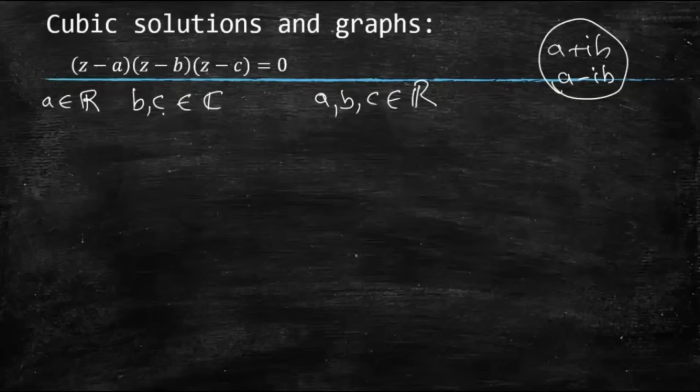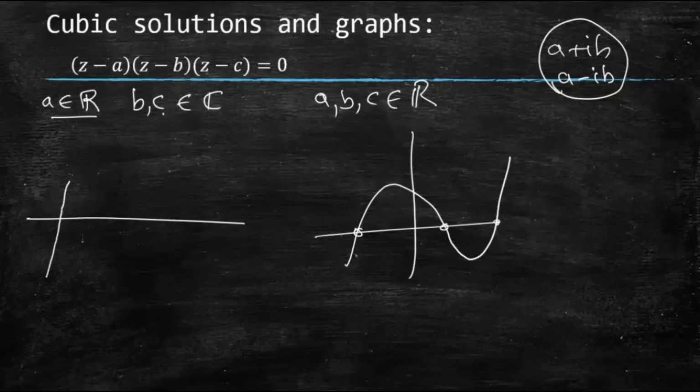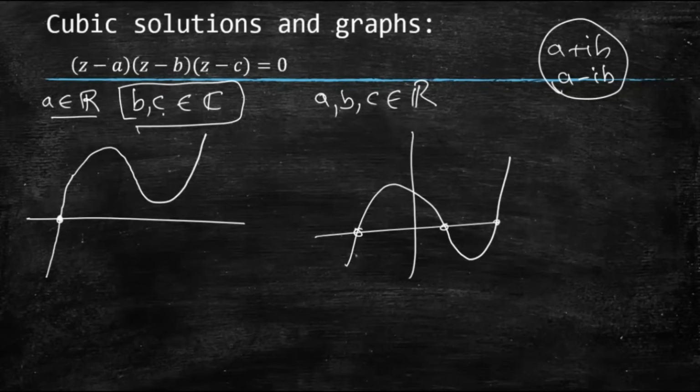Therefore, if you have all three real numbers, you know that a cubic looks like this, where it cuts the x-axis at three different points. But when you have one real root, then the cubic crosses the x-axis at one point, but later it doesn't cross, but it goes like this. So when b and c are complex numbers, then the curve actually crosses the x-axis only once.